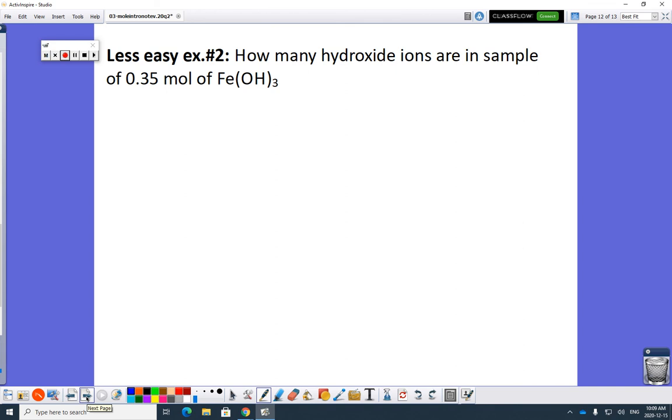Now, this example, I wrote less easy because we're going to have to do more than one step, okay? So it says how many hydroxide ions. So that is the last part of the flow chart, right? And what are we given? We're given moles. So we have moles, but in order to get to ions, you have to do entities first. Or in this case, it's ionic compound. If you'd rather write FU or formula units, that's fine, okay? It all means the same thing.